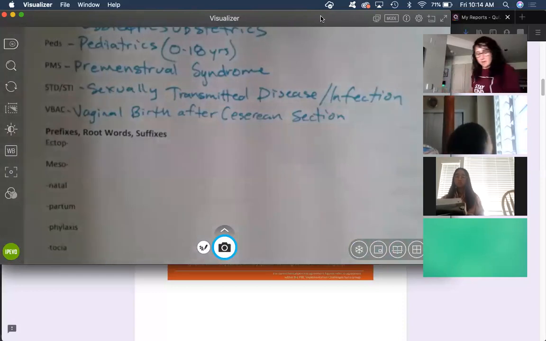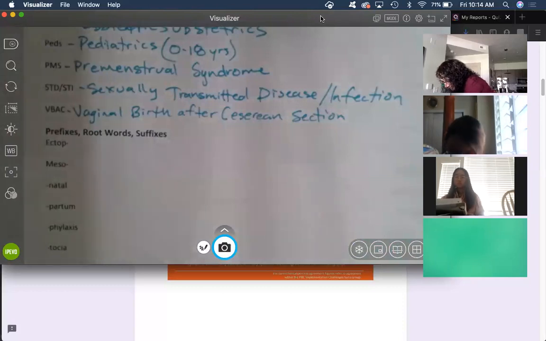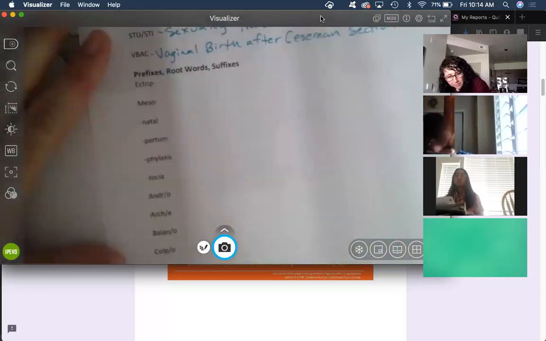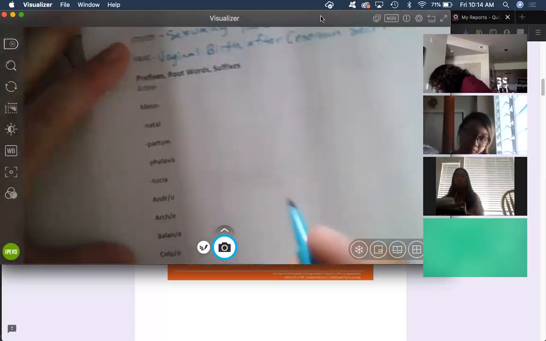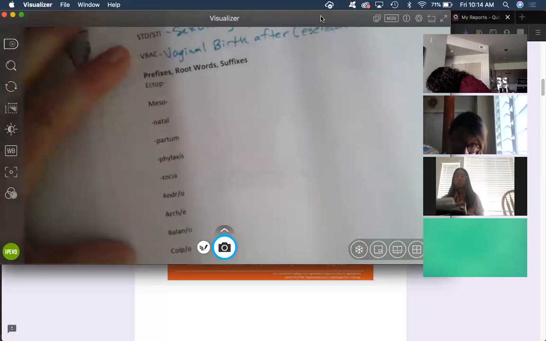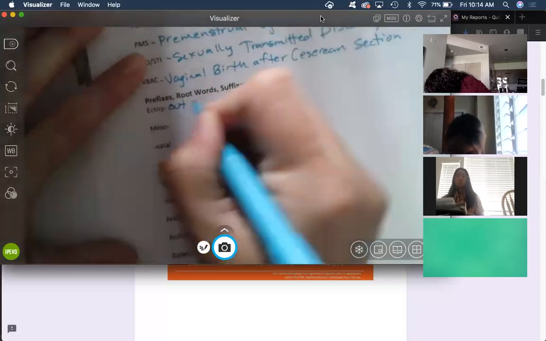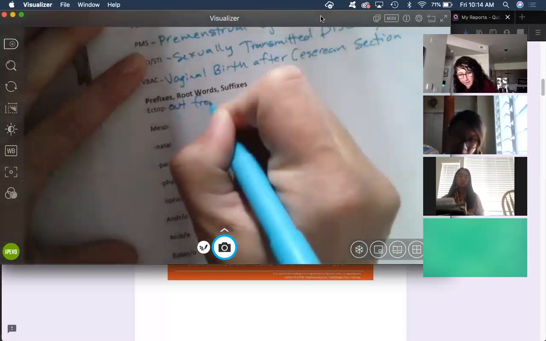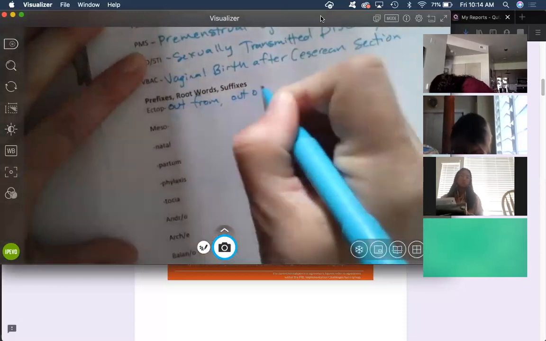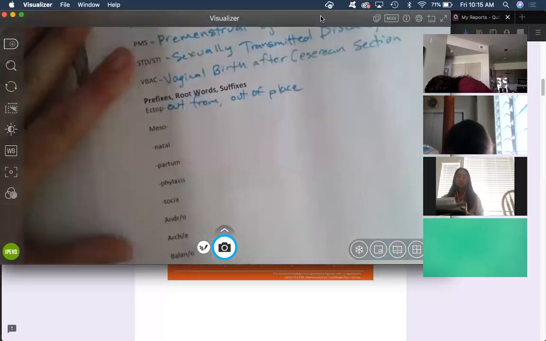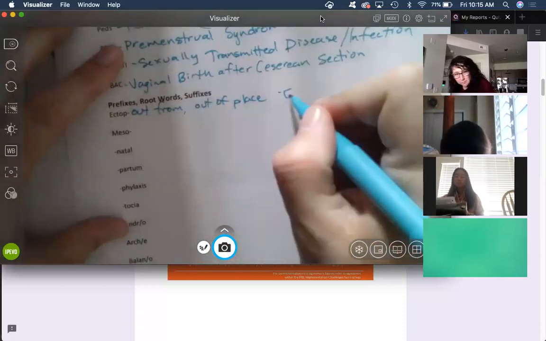Okay, let's do the prefixes and the suffixes, and then we will talk about the reproductive system with the female. So ectop is out from or out of place. There's something called an ectopic pregnancy. They are not viable. They won't go to term, basically.